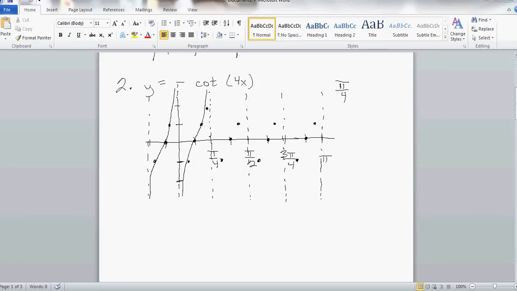And remembering that cotangent and tangent are going to look very similar, we will get something that looks like this. Notice this basically looks like number 1. What's different is all of the values and where the points are, and the period and the asymptotes. Those are the big changes, and those are the things that you need to be concerned with.